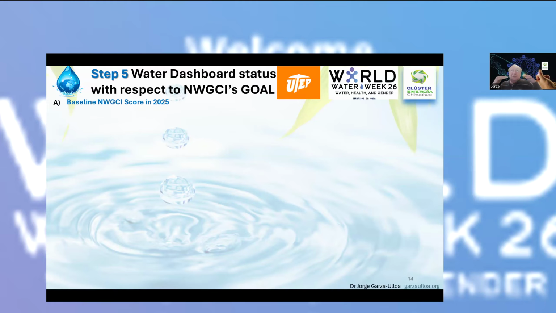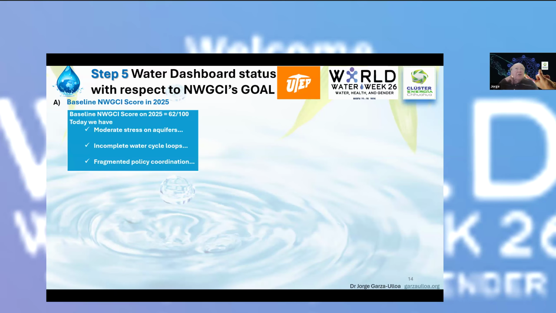Okay, now we need to know at this time what is the value of the water that we have with respect to our goal. And I found that in 2025 it is 62%. That means that we can fully recharge the basin to 100%. Why? Because at this time we have more strays. That means they already lost the level.